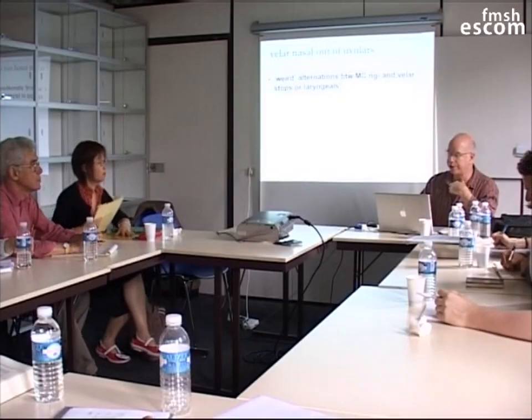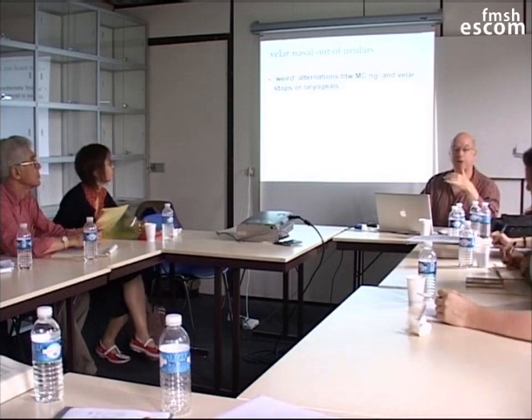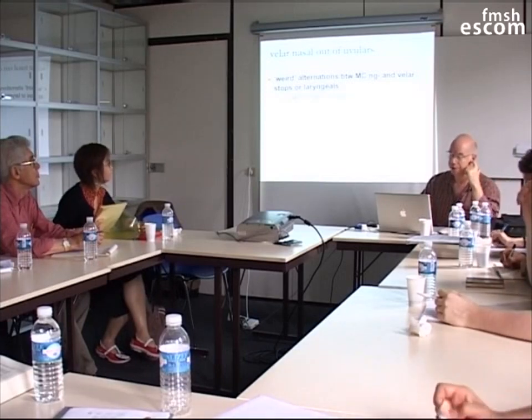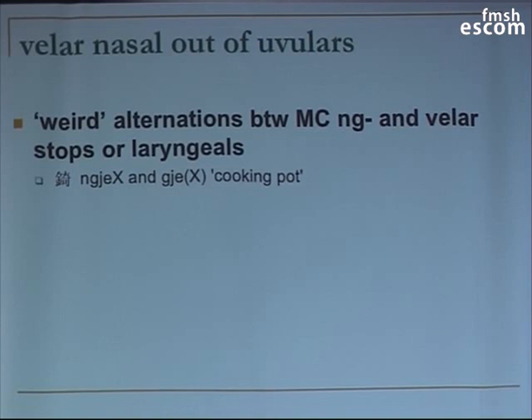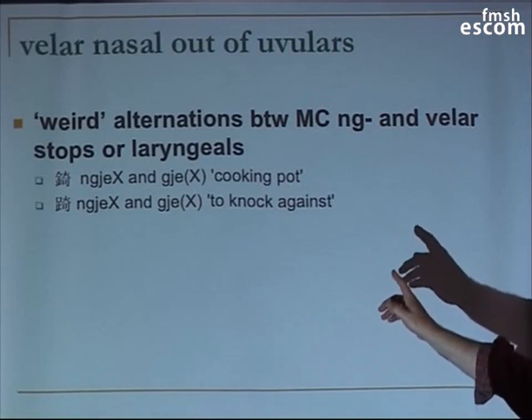So sometimes you get weird alternations between Middle Chinese eng and middle stops or laryngeals. For instance, this character has two readings. It means cooking pot, and it's read both nie and gie. How do you get that? It's the same two readings. It's either dialectal or morphological, and we don't really like the idea that it's dialectal because we don't see any connection with geography. Exactly the same alternation in the same phonetic series in a completely different word, nie and gie. How do you get that?